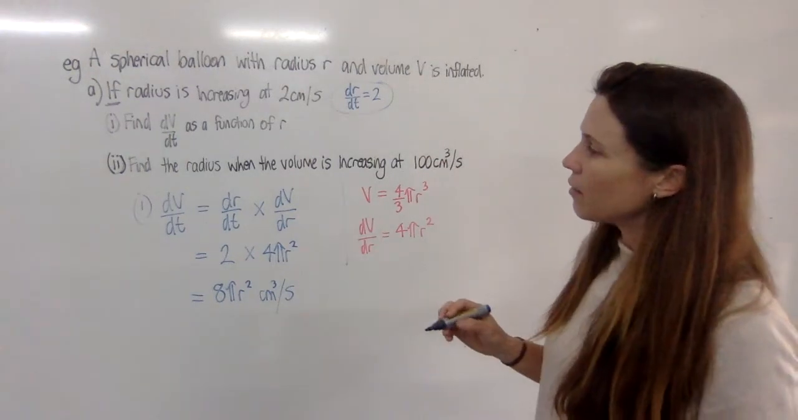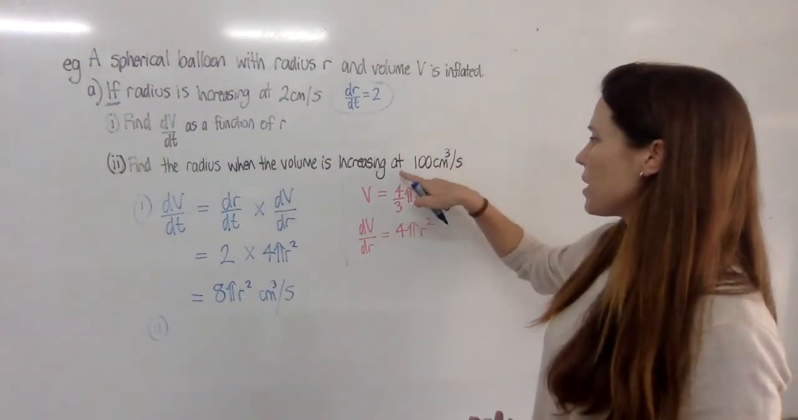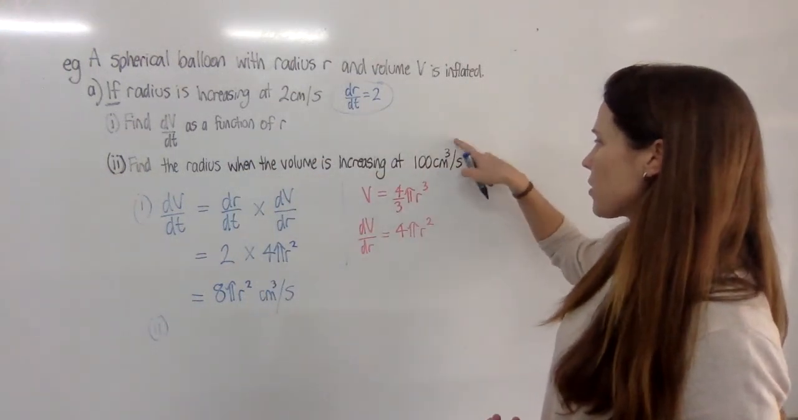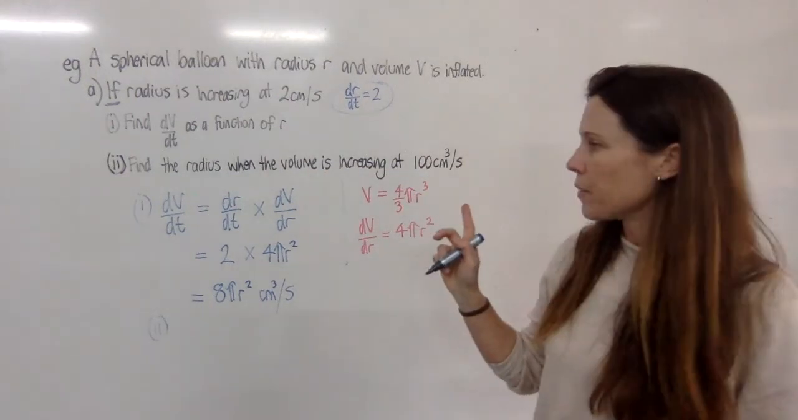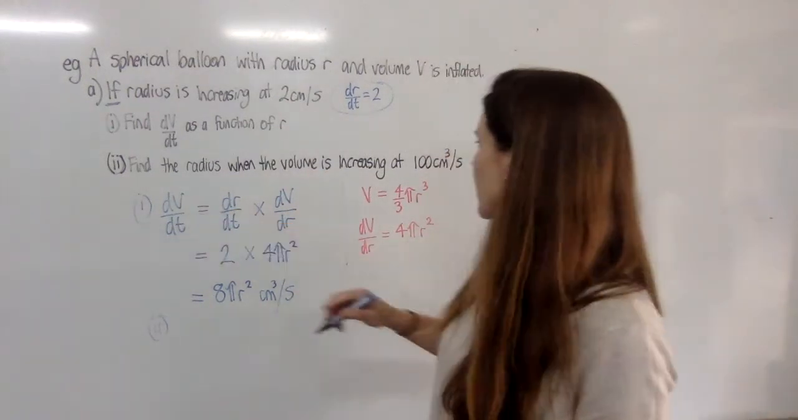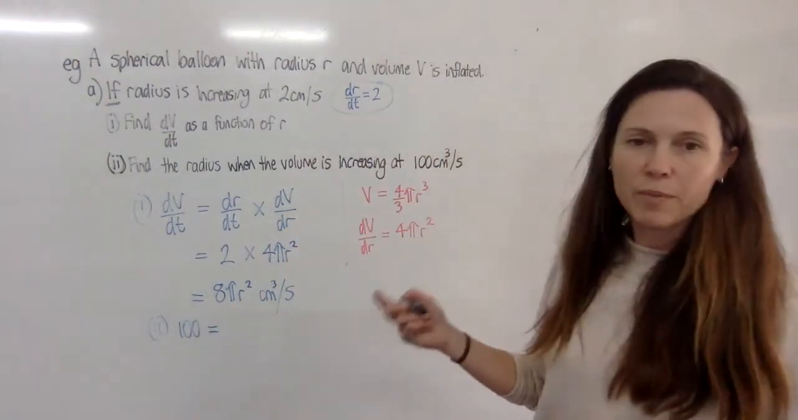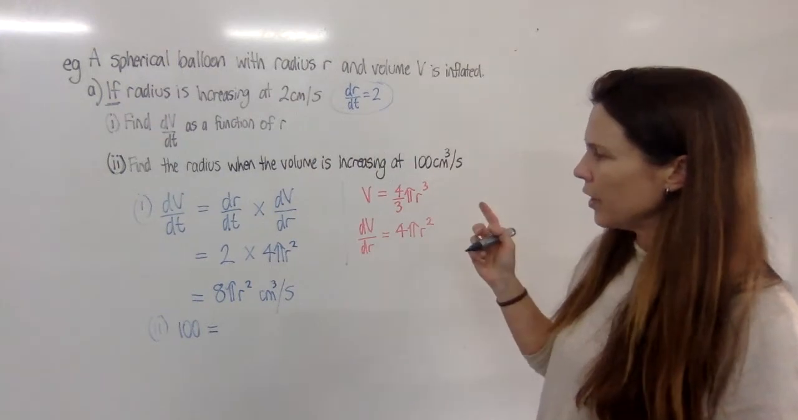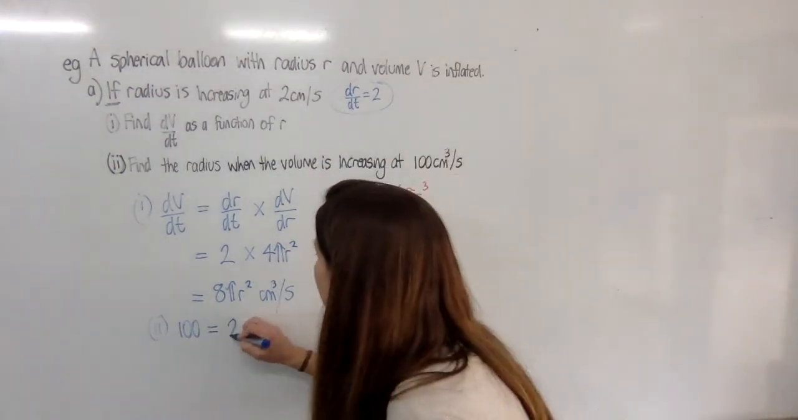For the second part, find the radius when the volume is increasing at 100 centimetres cubed per second. Now that rate of change of the volume, that's dV/dt. So this time they've given us dV/dt, so that's going to be 100. And we've got to find what the radius actually is. Okay, well we know that the rate of change of the radius is 2. So we can put that in again.